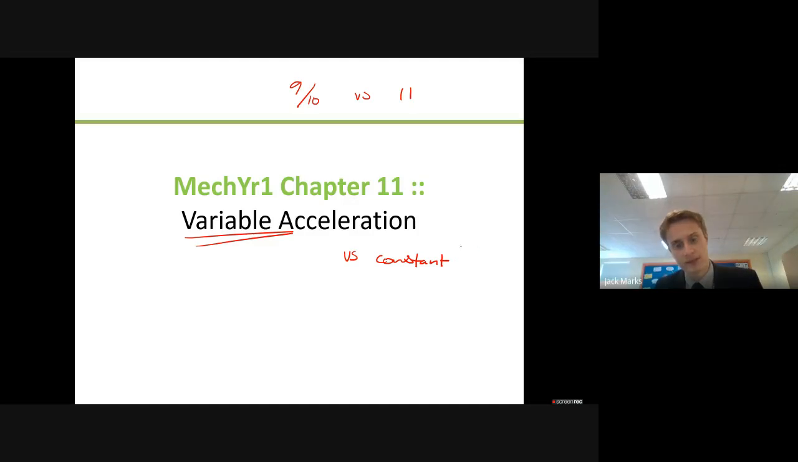What's the difference? What's the impact of the difference? Well, constant acceleration, of course, gave you your Suvat equations, if you remember. So for variable acceleration, we're not going to be able to use those. Instead, we use differentiation and integration.